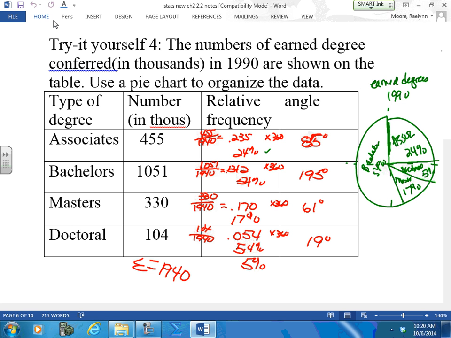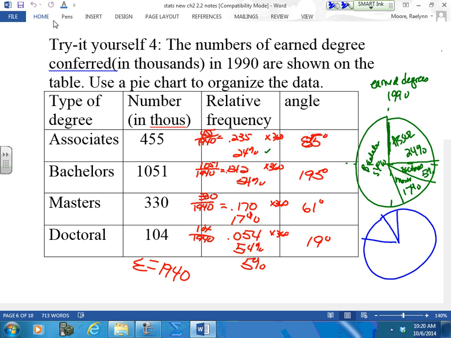Anybody have a question with this? Everybody can do this? Doesn't matter how you do it. If you put your 5% here, your 17% here, 17 and 5 is still a little bit less than 25, right?